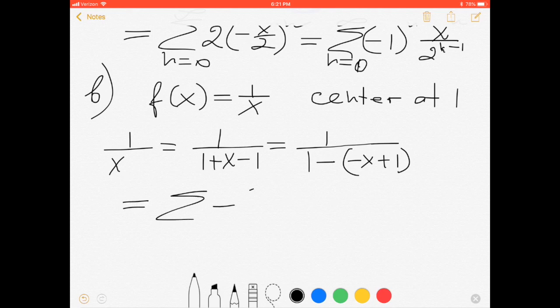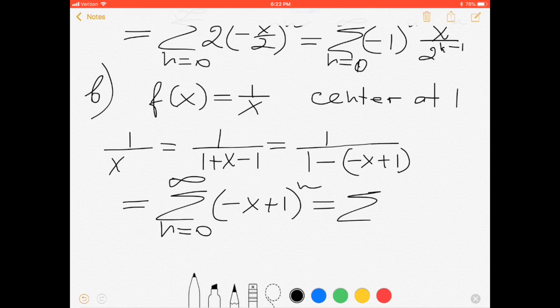The series is the sum of minus x plus 1 to the power n, starting from 0 to infinity. I will write this as negative 1 to the power n times x minus 1 to the power n, from 0 to infinity. And we've solved our problem.